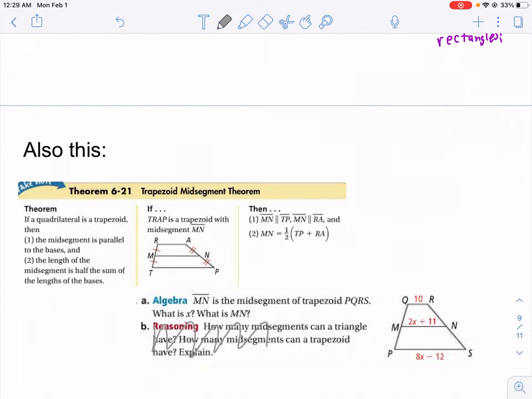We didn't get to talk about the mid-segments of a triangle earlier, but apparently we're going to be talking about the mid-segment of a trapezoid. Basically, if you have the two midpoints of the legs of a trapezoid and you connect them with a segment, then the length of that segment is the average of the lengths of the two bases and is parallel to both bases.